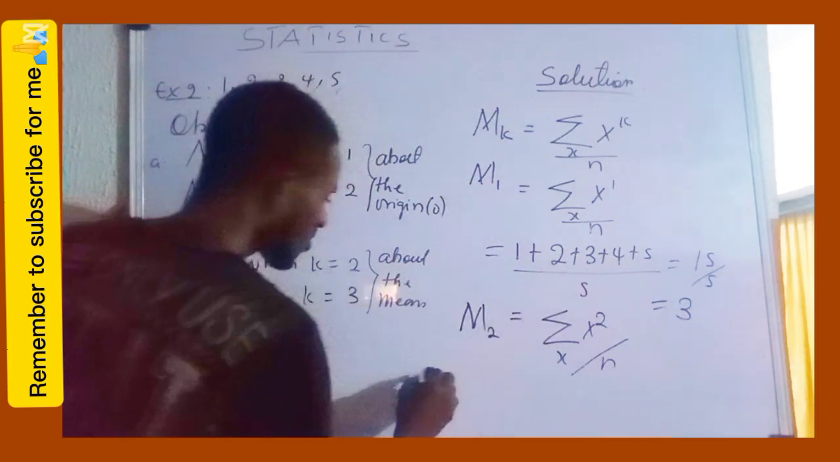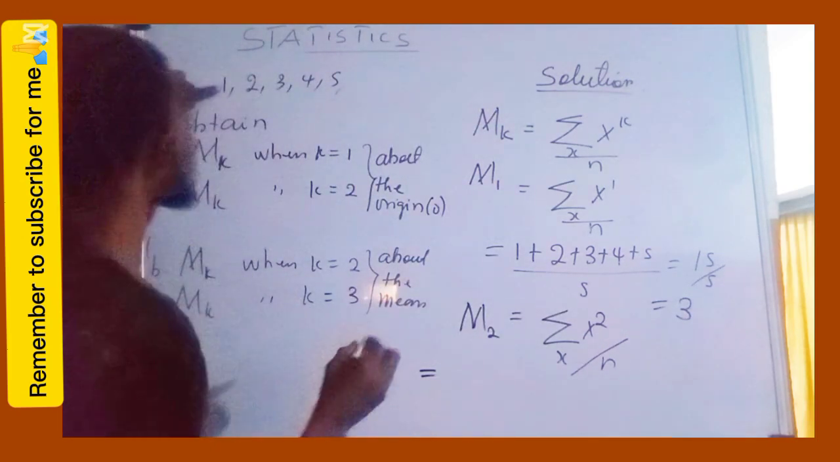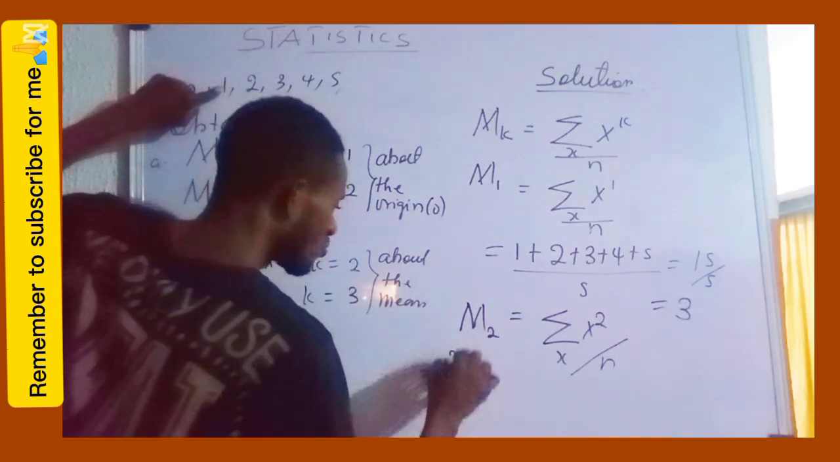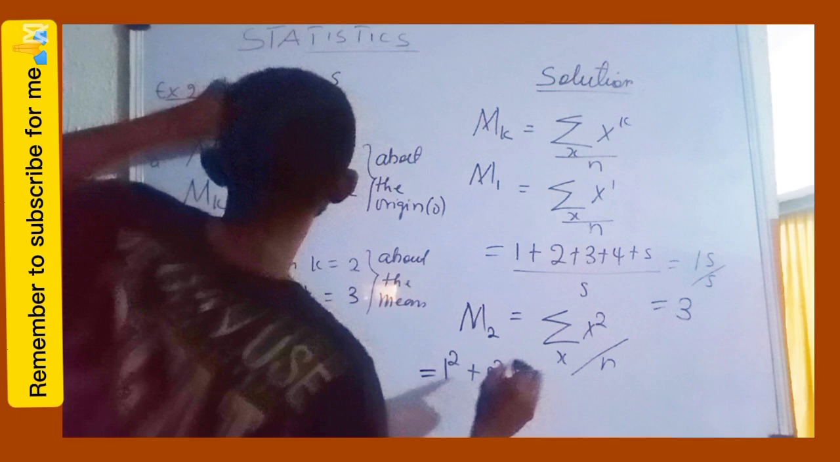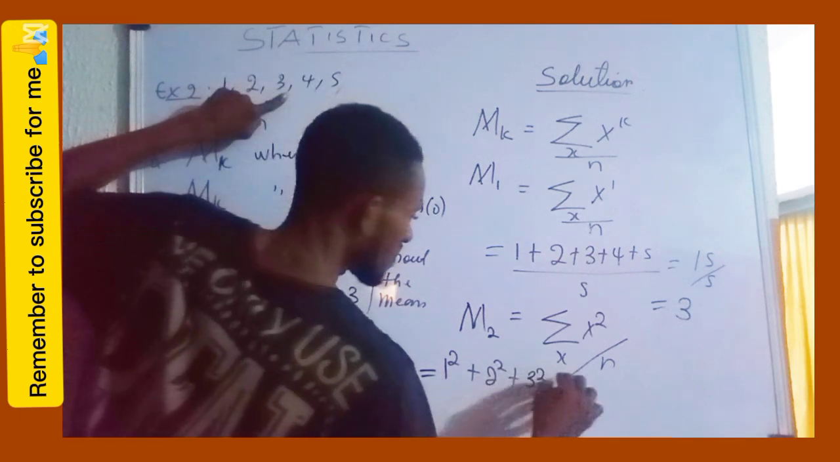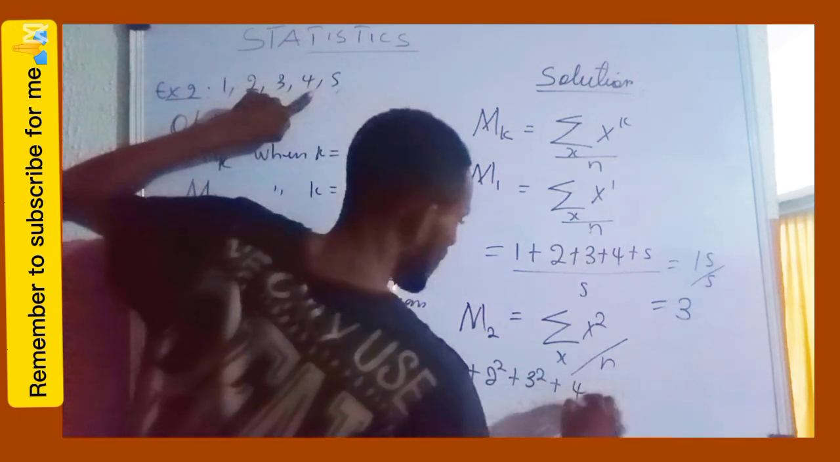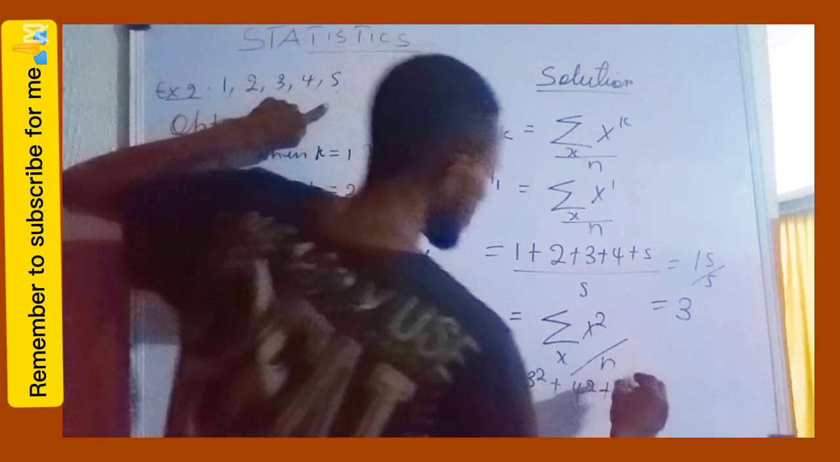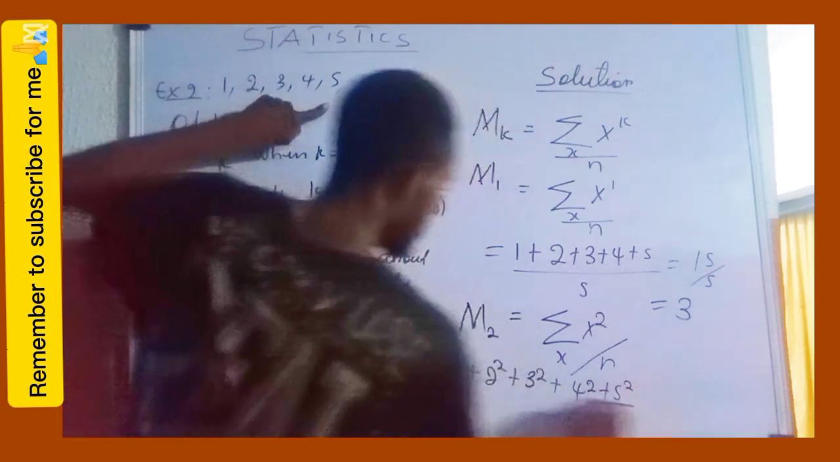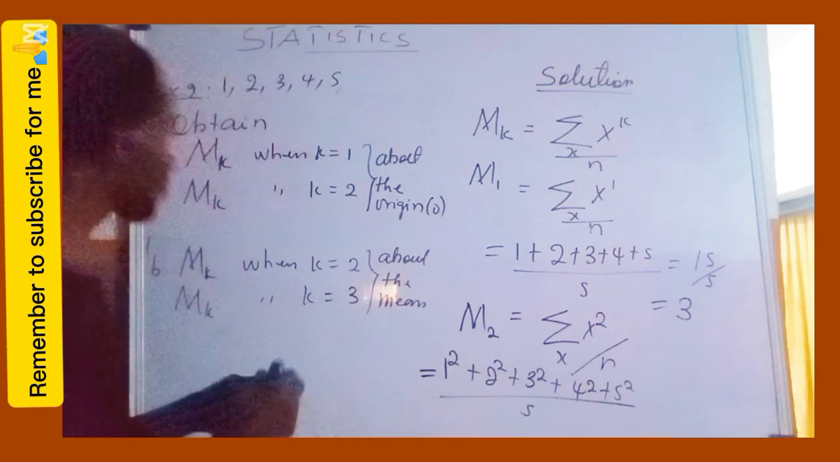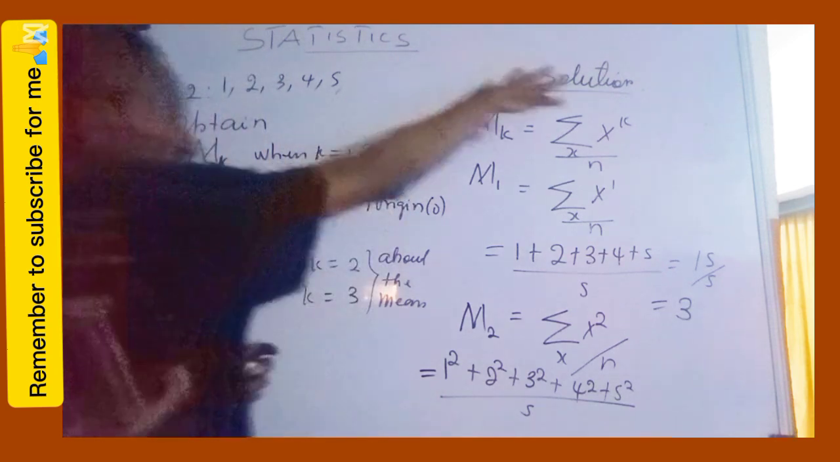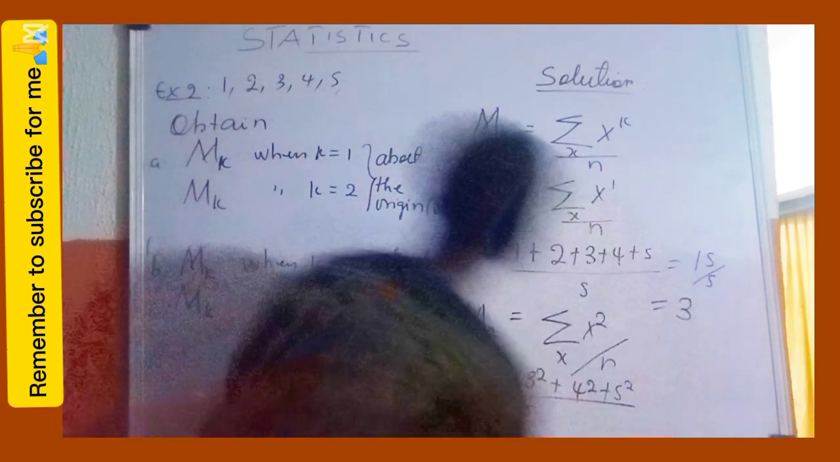Therefore, what I have there becomes: the first observation here is 1, so I have 1 squared plus 2 squared plus 3 squared plus 4 squared plus, the last one, 5 squared, all over 5. Permit me to call it up here and then conclude the solving.